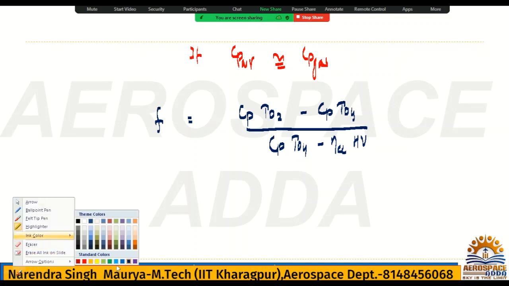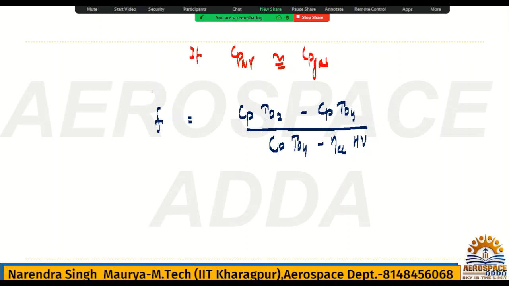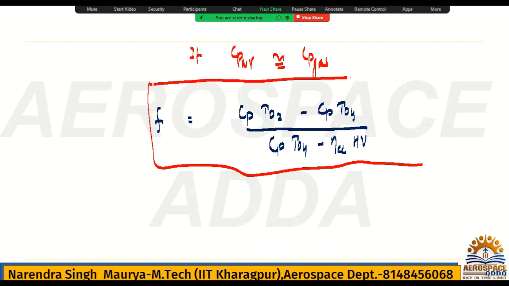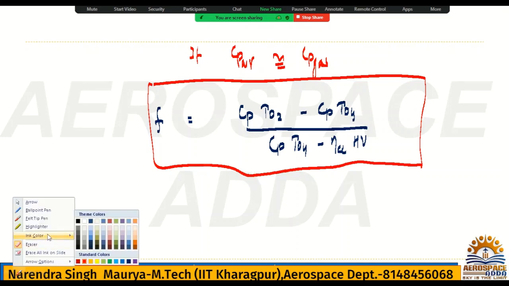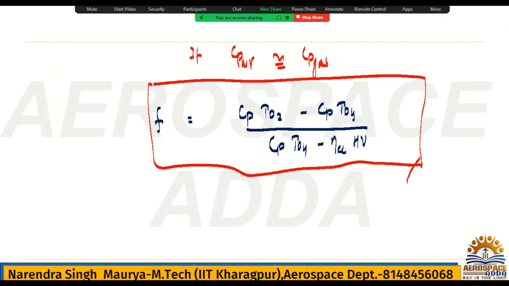Now the last is, we are going to calculate the thrust value for the ideal ramjet.